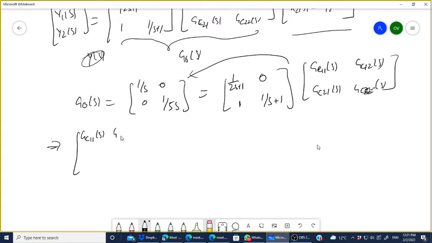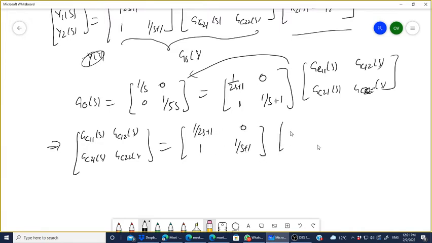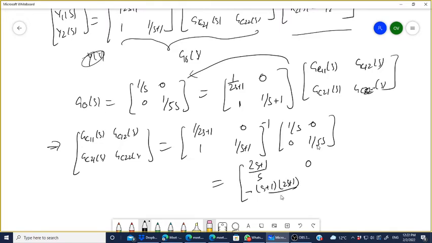Gc11(s), Gc12(s), Gc21(s), Gc22(s) is equal to the [1 upon 2s plus 1, 0; 0, 1 upon s plus 1] and the inverse of this. Sorry, this is the inverse. It goes here. Yes, this inverse into [1 by s, 0; 0, 1 by 5s]. Solve it. On solving you can see I arrive at the result [2s plus 1 upon s, 0; minus (s plus 1)..., 2s plus 1 upon s], and this is s plus 1 upon 5s.